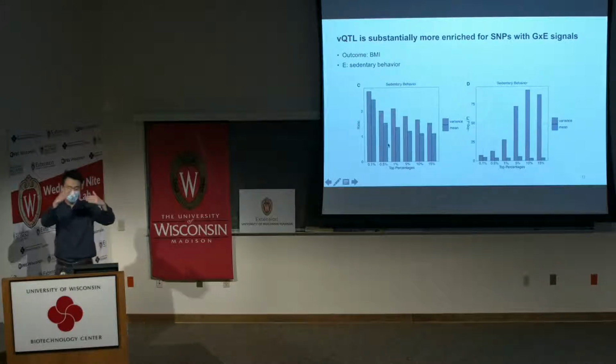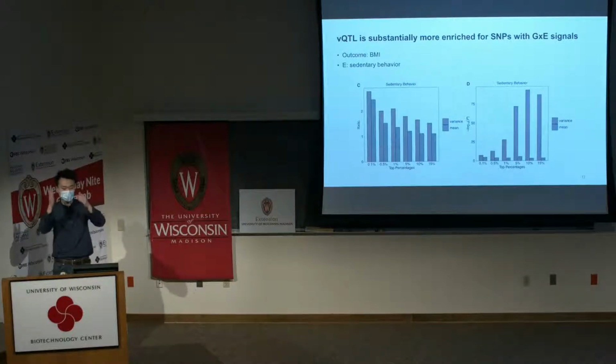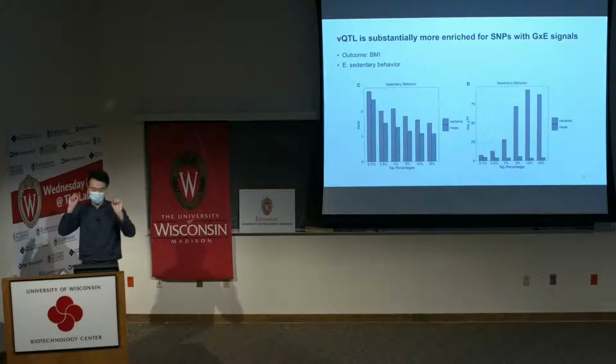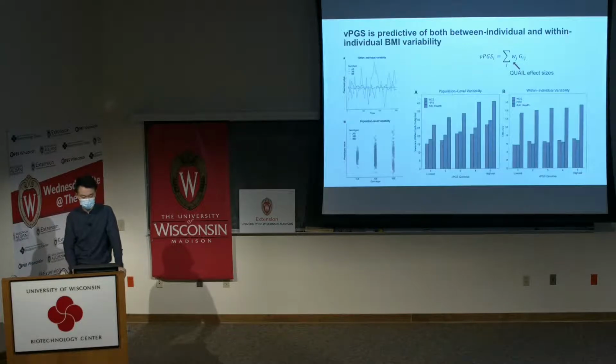On the left-hand side, you have this differential fold enrichment. You can see the pink bars are always taller. On the right-hand side, it's a similar thing. It just changes the metric into p-value of enrichment. You can see that the enrichment in vQTL is always stronger.